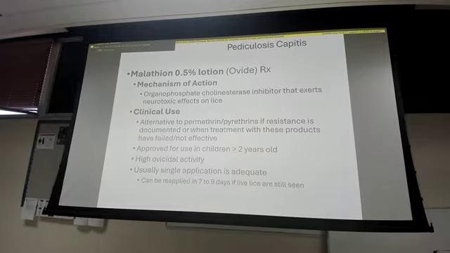Okay, so continuing on with the head lice, we have malathion next. It is going to have neurotoxic effects on the lice. It's going to be your alternative to permethrin and the pyrethrin. If there's resistance, or if you treat it and then they fail, you're going to be using this.